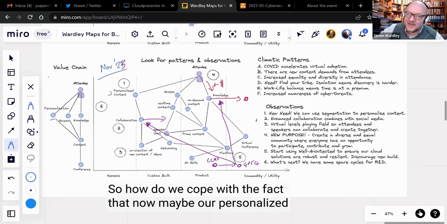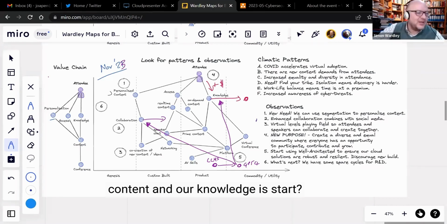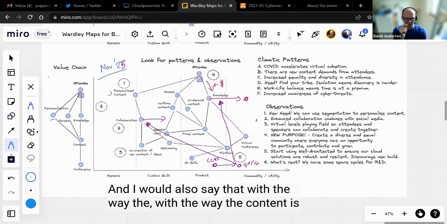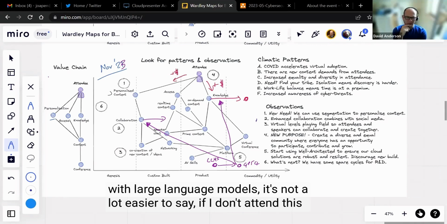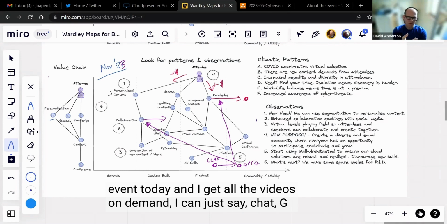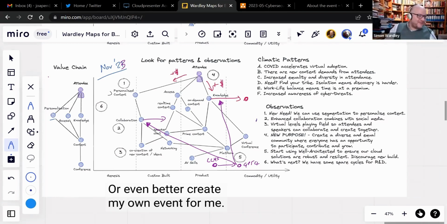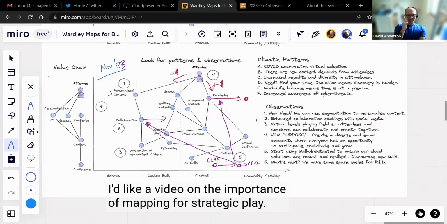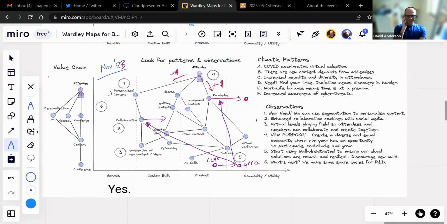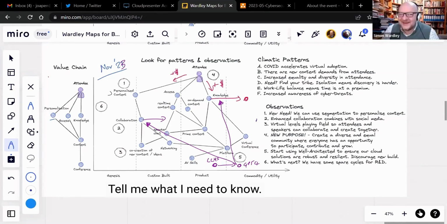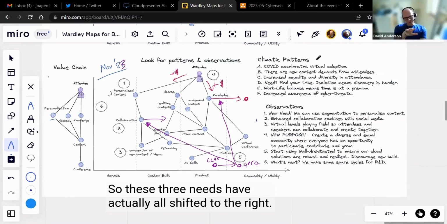So how do we cope with the fact that maybe for our personalized content and our knowledge, people want to pay less? And I would also say that with the way content works with large language models, it's now a lot easier to say, if I don't attend this event today and I get all the videos on demand, I can just say, ChatGPT, summarize that event for me. Or even better, create my own event for me. Yes, exactly. I'd like a video on the importance of mapping for strategic play. Just create one for me and I'll watch it. Tell me what I need to know. Tell me what I need to know, yes. So these three needs have actually all shifted to the right.